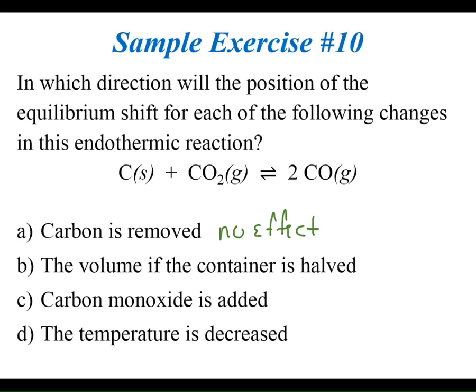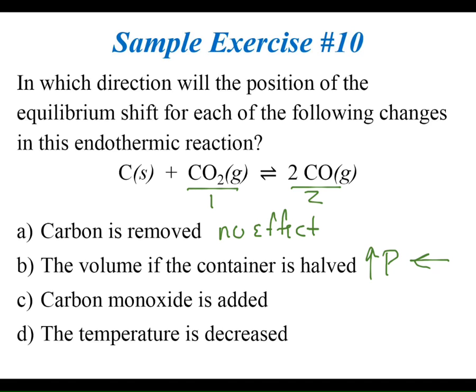Neither do liquids. The volume of the container gets smaller, which means the pressure goes up. What can it do about it? Count moles of gas. Don't count solid. The left side has how many moles of gas? 1 mole of gas. The right side has 2 moles of gas. So the pressure went up. How can it remove the pressure? To the left. Turn 2 into 1.